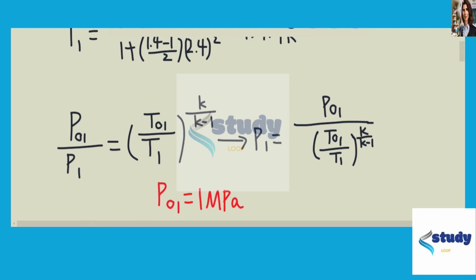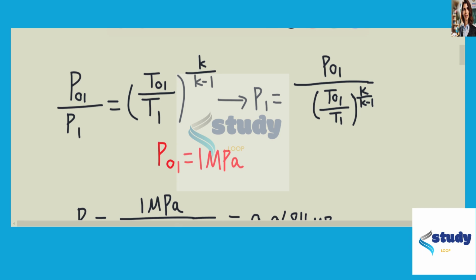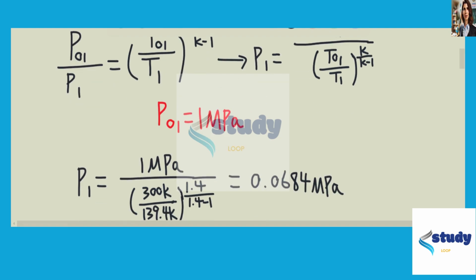So we know P1 is the pressure before the shock. If we do some arrangement here, we have P1 is equal to P01 over T01 over T1, to the power of k over k minus 1. We know the inlet stagnation pressure is given as 1 megapascal. If we plug back into the equation, eventually we have P1, which is the pressure before the shock, is equal to 0.0684 megapascal.